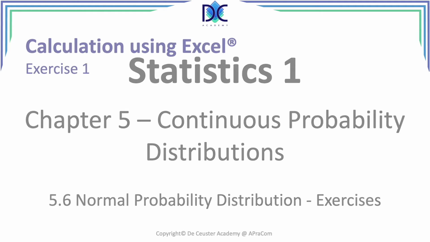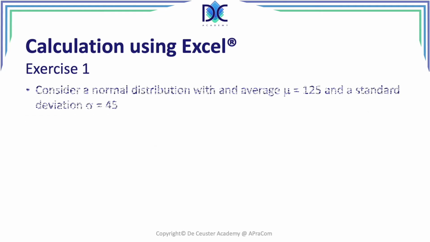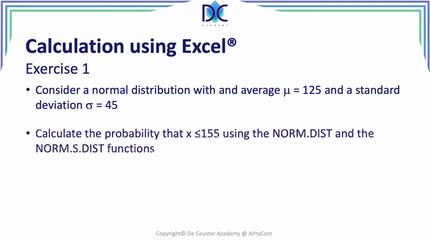So let's start with this now. The first exercise is quite simple. We look at the normal distribution with an average mu equal to 125 and a standard deviation sigma which is equal to 45. Now we want to know the probability that x is smaller or equal than 155, and we want to use the NORM.DIST and the NORM.S.DIST functions.